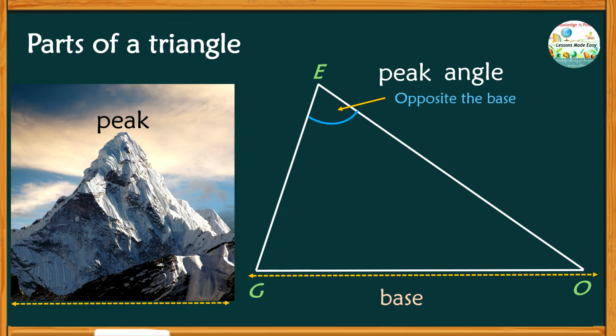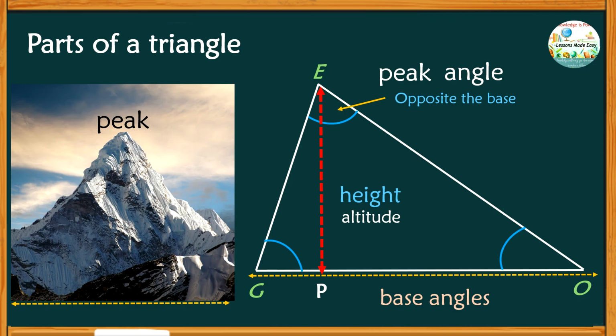On the base, there are two angles, angle G and angle O. These are the base angles. And the line segment from the peak that is perpendicular to the base, let's say point P, let's have it here. This is called the height or altitude. So when you say perpendicular, it has to be at an angle of 90 degrees with the given line.